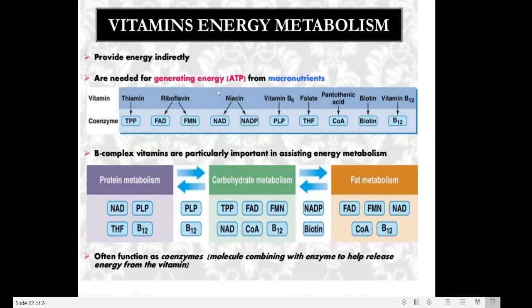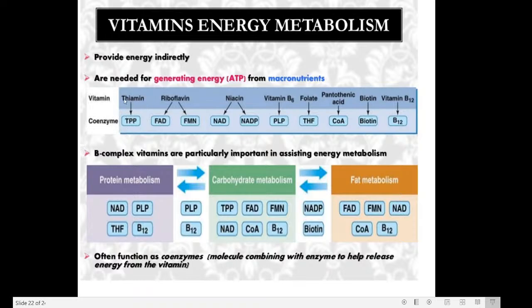These macronutrients are produced from proteins using the coenzymes. The proteins are activated by the coenzymes. These coenzymes are here.